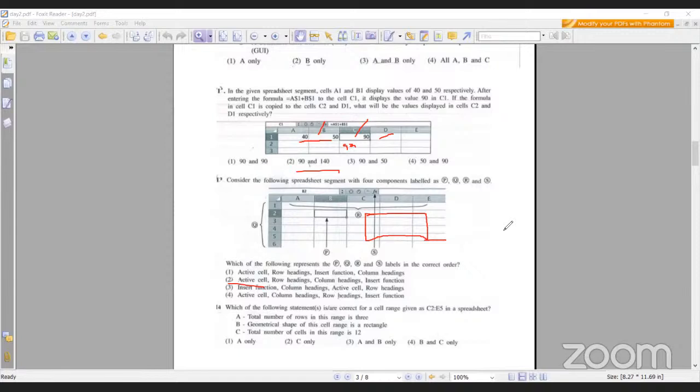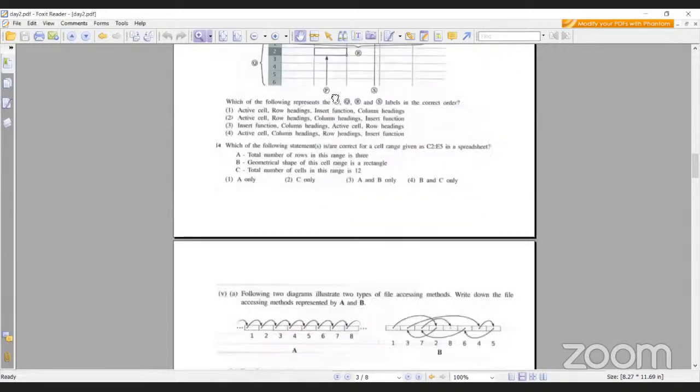Geometrical shape of the cell range is a rectangle. That is correct. Rectangle. Total number of cells 1, 2, 3, 4, 5, 6, 7, 8, 9, 10, 11, 12. 12. That is correct. B and C. Only thing you have to understand it.